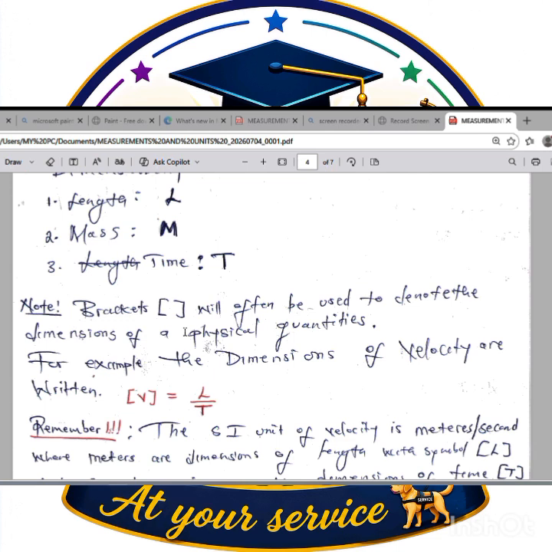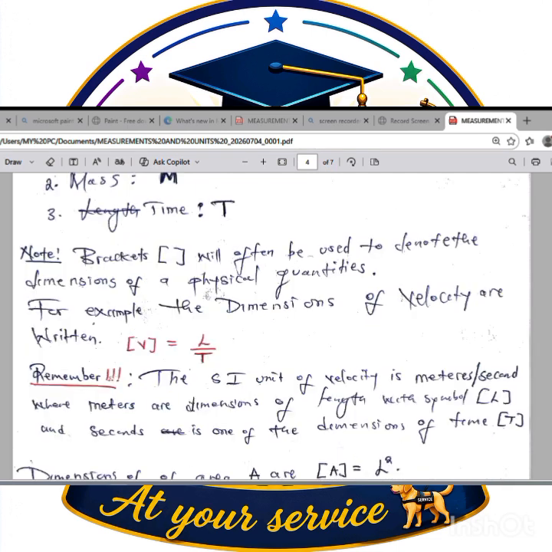Note that brackets will often be used to denote the dimensions of a physical quantity. For example, they will ask you to give the dimensions of velocity. You write the dimensions of velocity as L over T. Where is this L over T coming from? Remember, the SI unit of velocity is meters per second. Meters are dimensions of length, with symbol L. Seconds are dimensions of time, with symbol T.